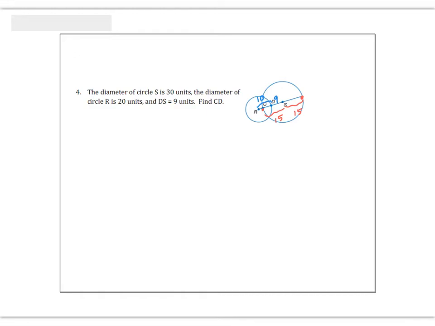Well, as you know, halfway across the bigger circle is 15. So from S, from right here to right here is 15. What if we took the 15 and subtracted the 9 out of there? We would have 6 left, and 6 would be the distance right here from C to D, because the 6 plus the 9 have to add up to 15. So 6 units is CD.